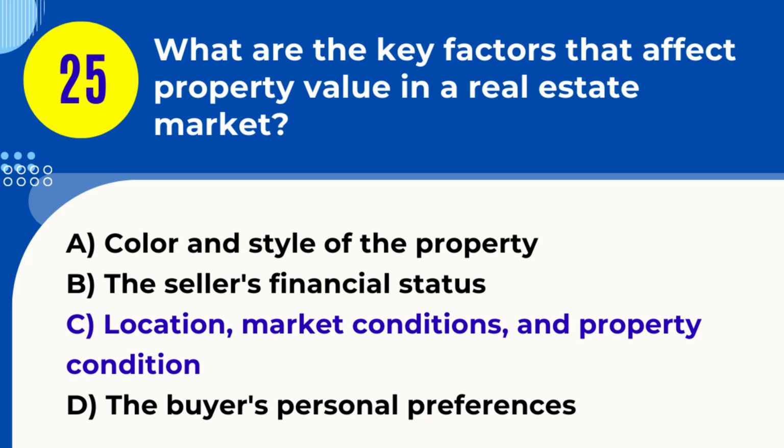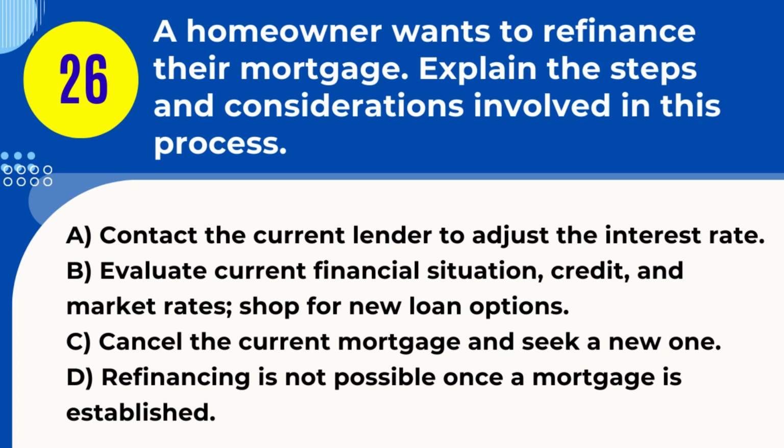Answer: C. Location, market conditions, and property condition. Explanation: property values are primarily influenced by the property's location, the current market conditions, and the condition of the property itself. Question 26. A homeowner wants to refinance their mortgage. Explain the steps and considerations involved in this process. A. Contact the current lender to adjust the interest rate. B. Evaluate current financial situation, credit, and market rates. Shop for new loan options.